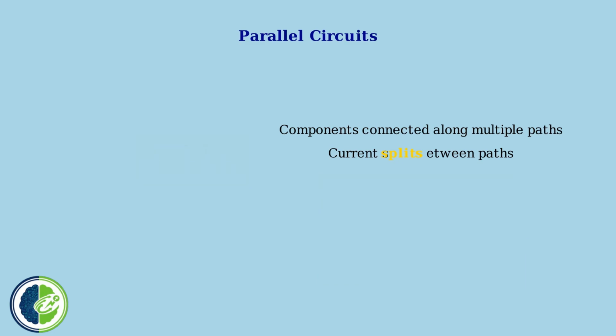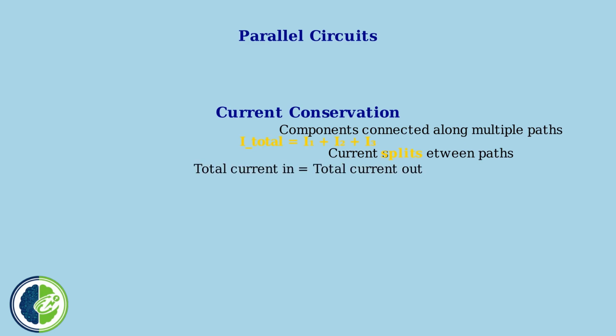An important principle in parallel circuits is current conservation. The total current entering a parallel junction must equal the total current leaving that junction. This is known as Kirchhoff's current law, and it ensures that charge is conserved in the circuit.